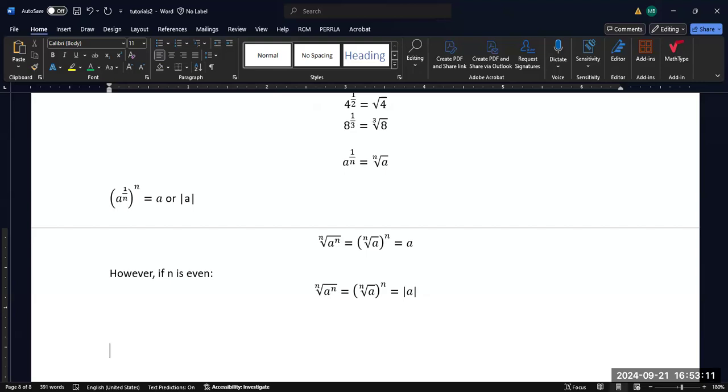Sometimes they'll ask you to simplify problems, and this will be the exact kind of thing that you will have to keep in mind. Now, dealing with negatives under even powered roots is something that we're going to deal with in another video on complex numbers. So we're not going to go into that here, but that is something to keep in mind.